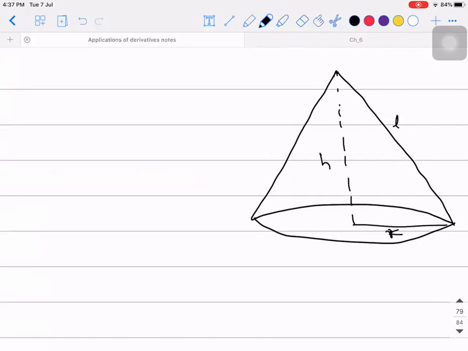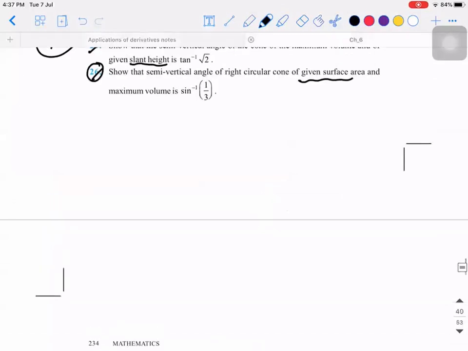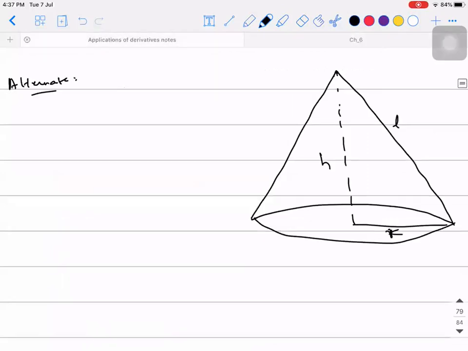So what is the question? Can someone read it out? This is the alternate method. So what is the question? Show that the semi-vertical angle of a right circular cone of the given surface area and the maximum volume is sine inverse of 1 by 3. So pi RL plus, yeah, I got it.